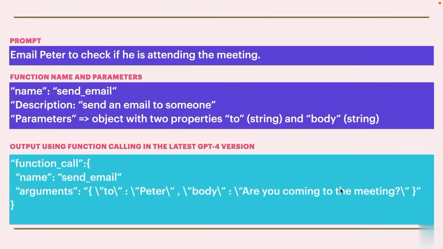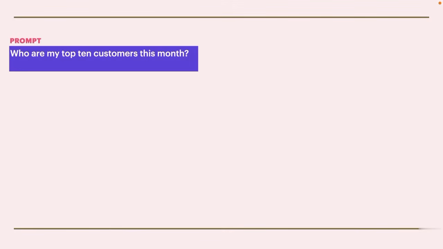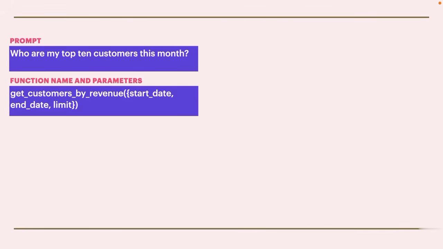Now let's have a look at another example. Here we ask the model who are our top 10 customers this month. Again, we're going to pass a function that we include in our request. So the function this time is get customers by revenue, and it takes a few parameters inside an object. So we've got the start date, the end date, and the limit.